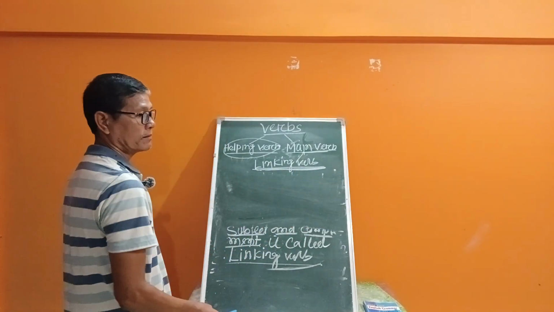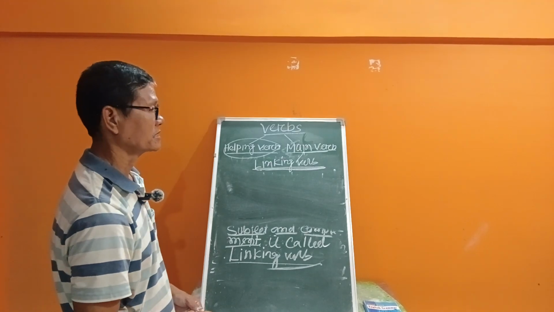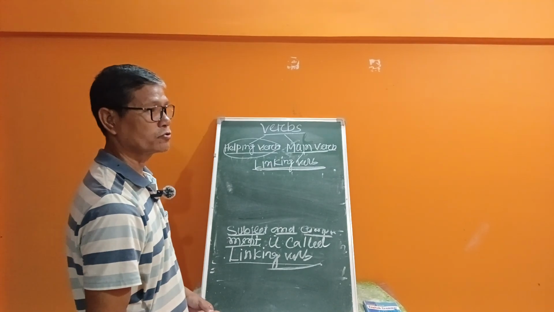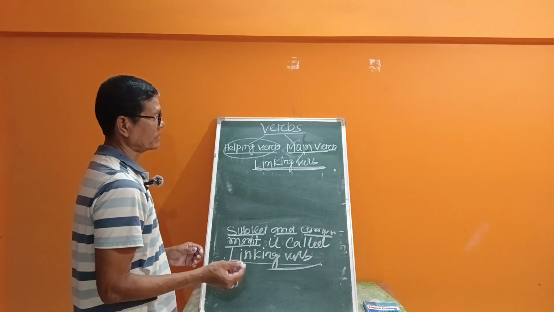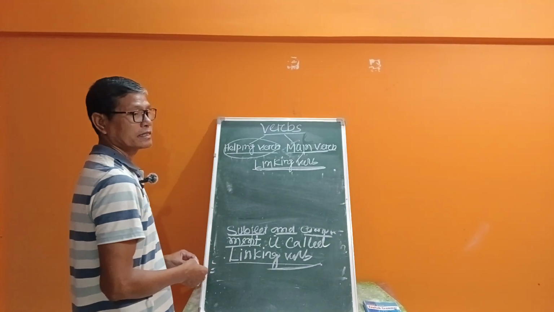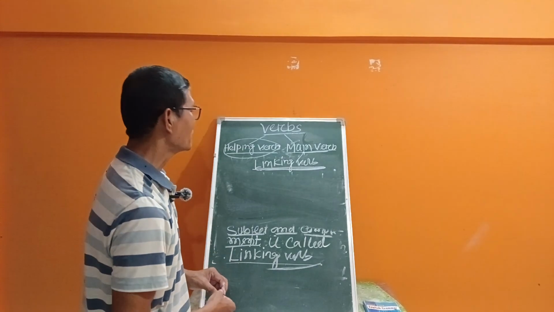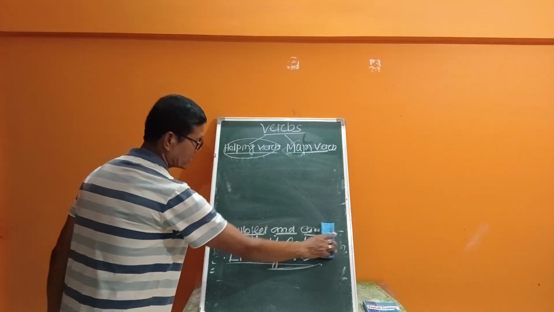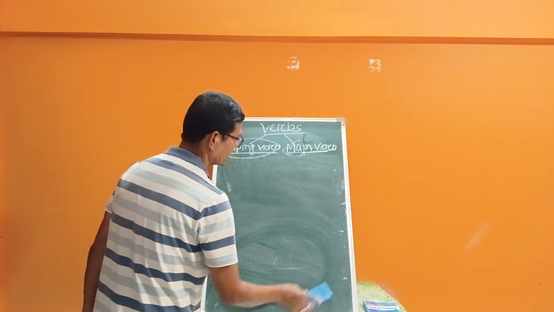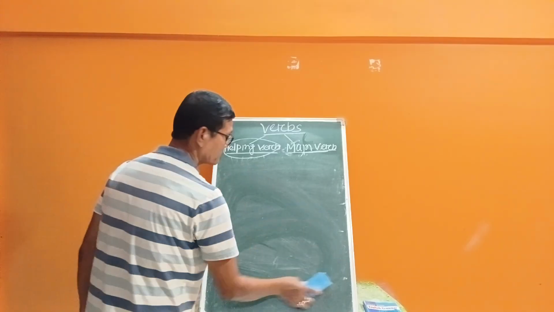A linking verb does not point out any action, but tries to join, to connect, the subject and complement. Such a type of verb is called a linking verb. Okay, now we have discussed the linking verb. What is a linking verb?